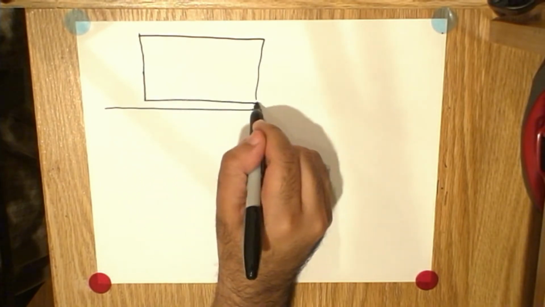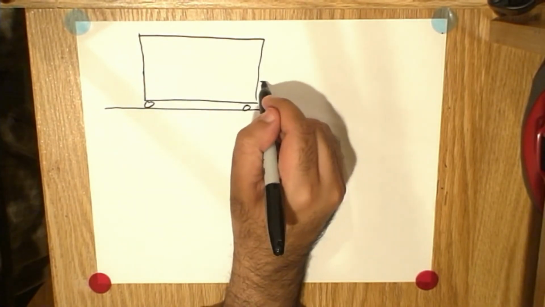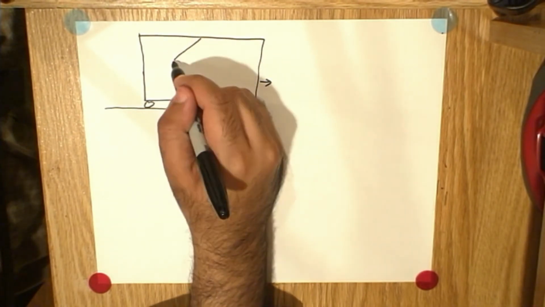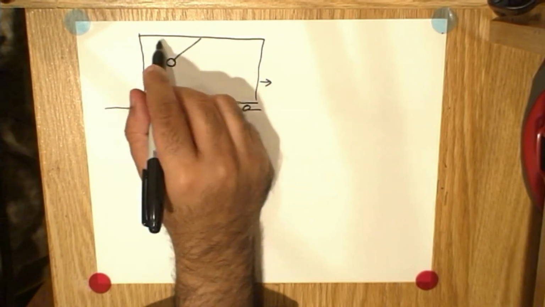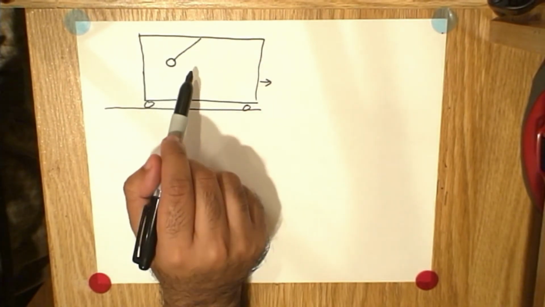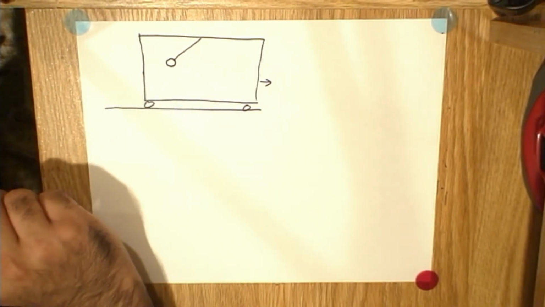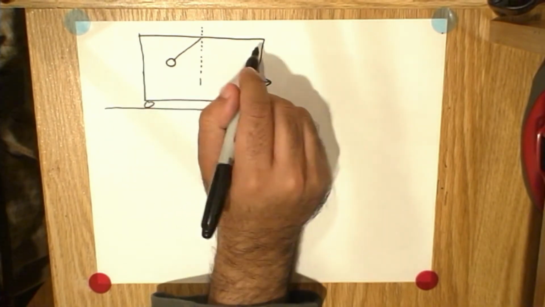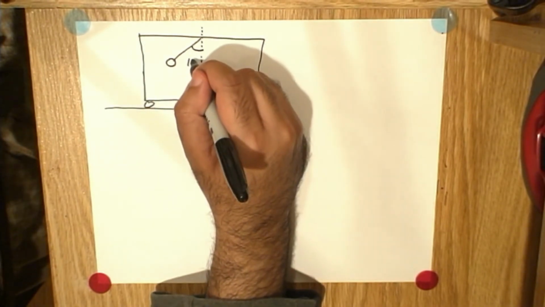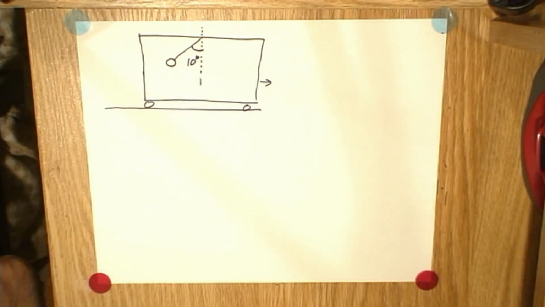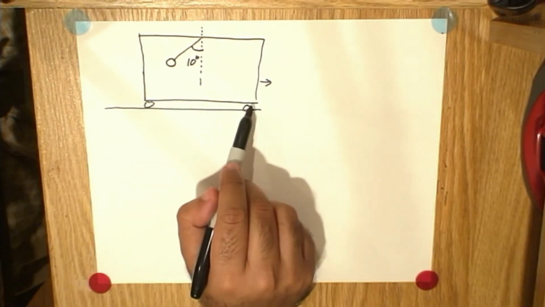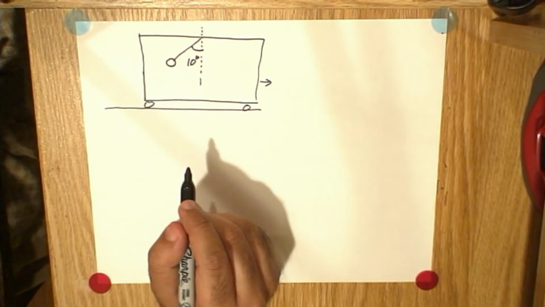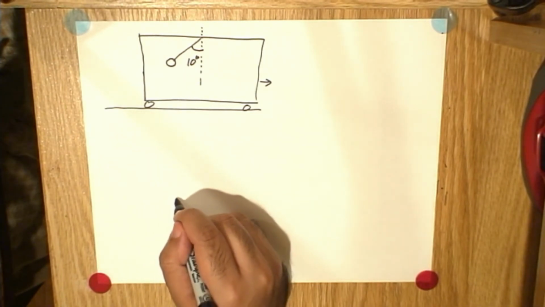I'll draw it something like this. And as it does so, a ball, which is attached via a string to the roof of the car, or to the ceiling of the car, is going to start leaning backwards like this. The angle between the string and the vertical is 10 degrees. So what we want to find out is, what is the acceleration of the car that is required to produce this lean? Let's take a look at the free body diagram.